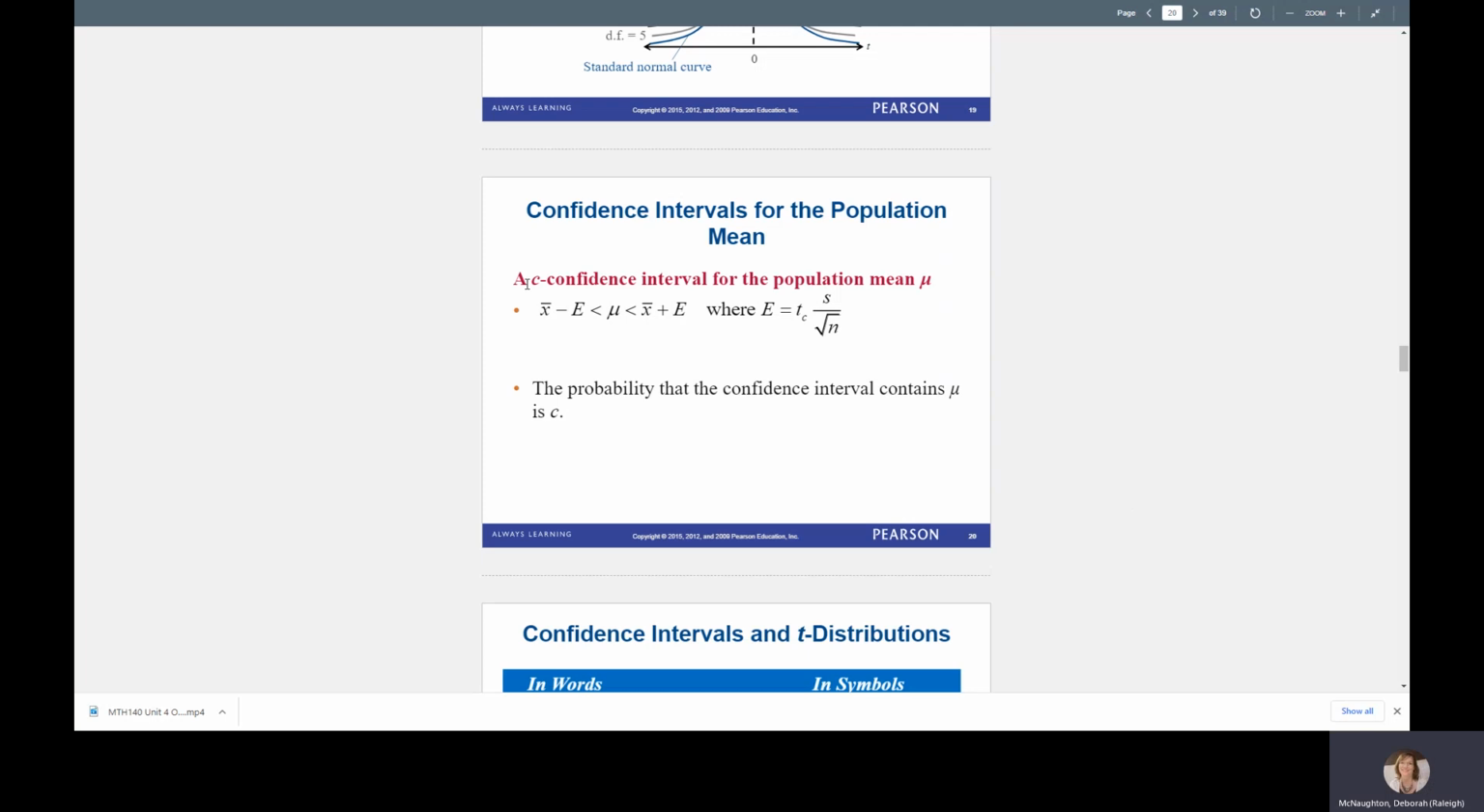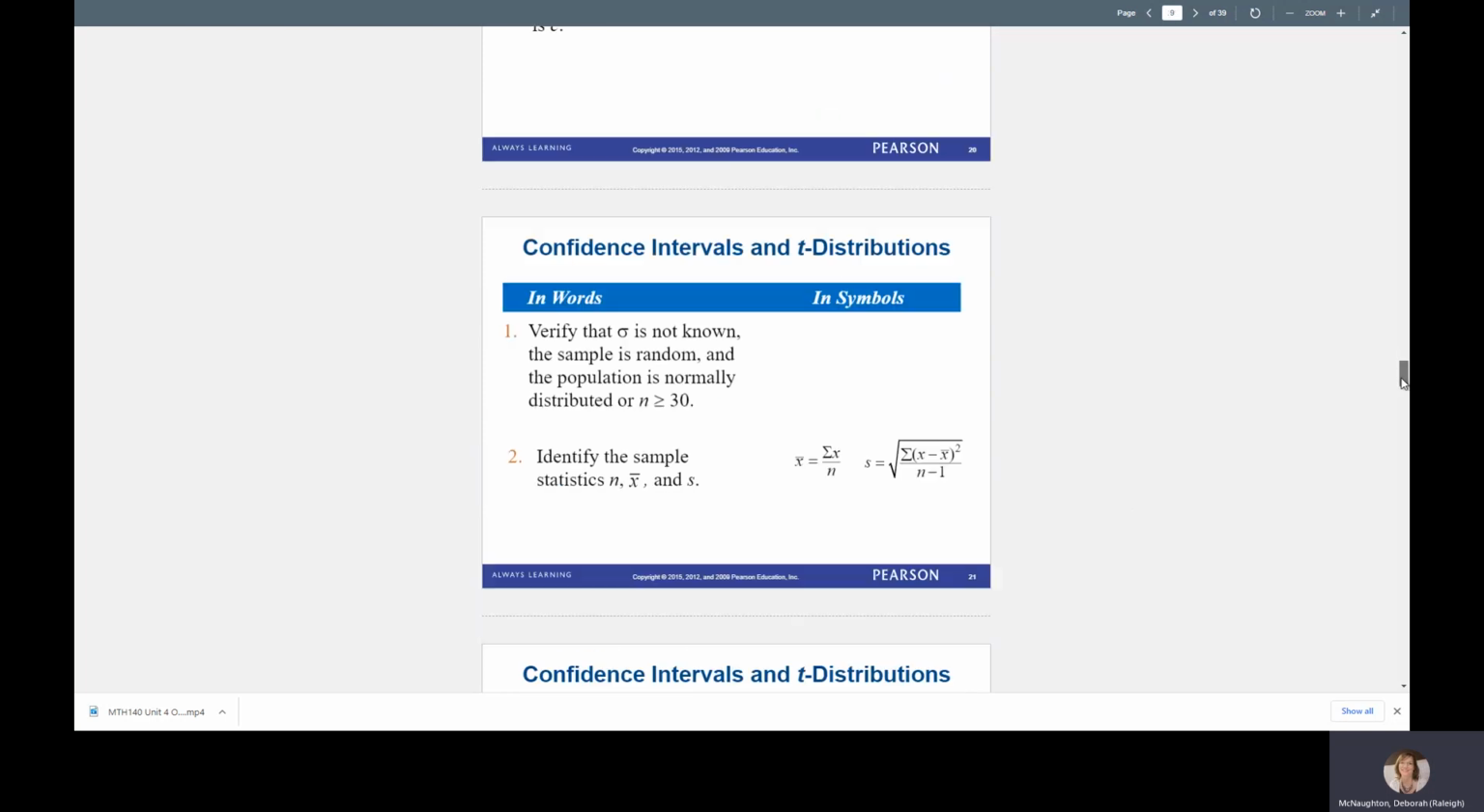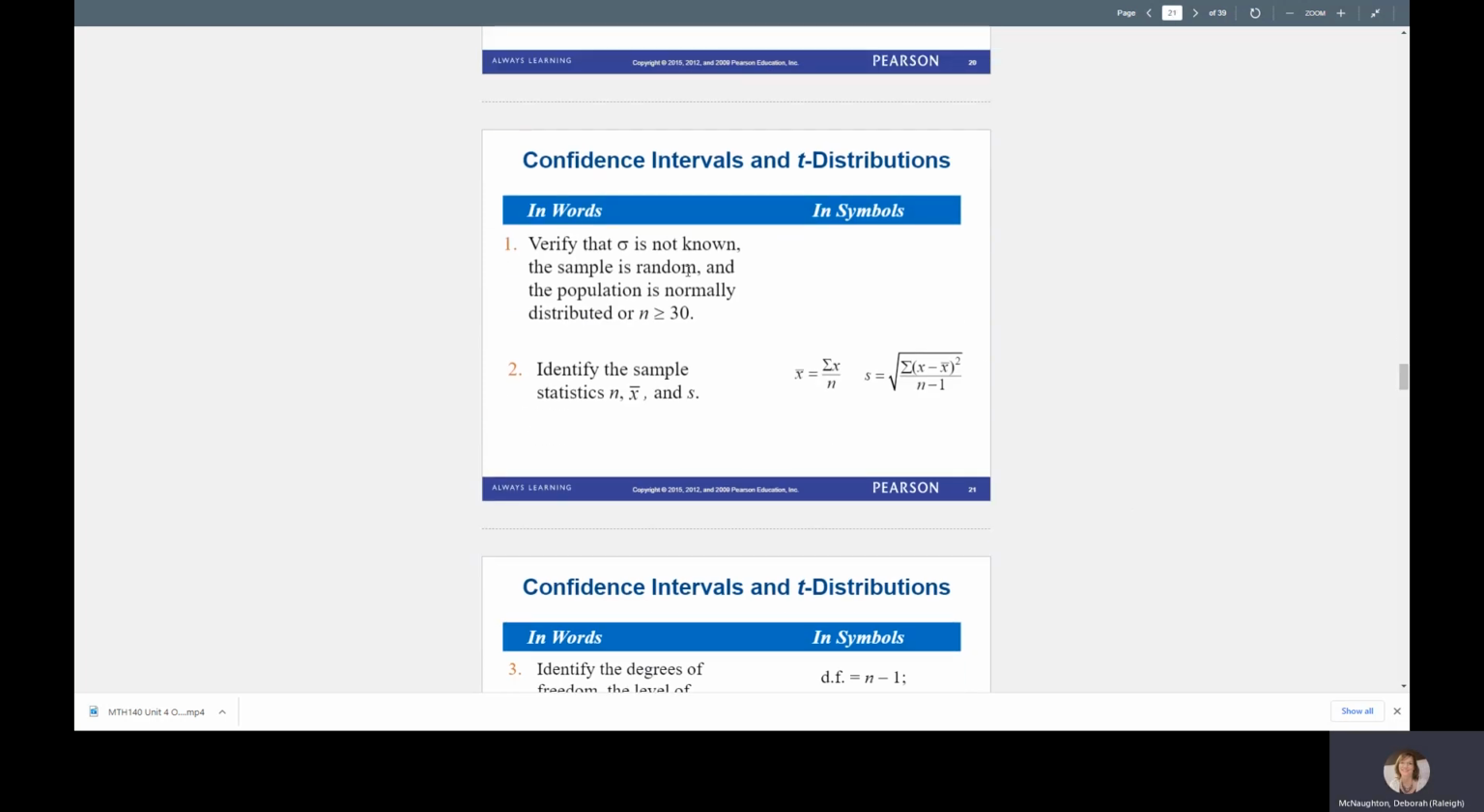Okay, and the confidence interval, so the probability that the confidence interval contains the actual mean mu is c when we take enough samples. Okay, so we're going to verify that sigma is not known, the sample is random, and the population is normal, or that n is greater than 30. And then we will identify the statistics n, x bar, and s.